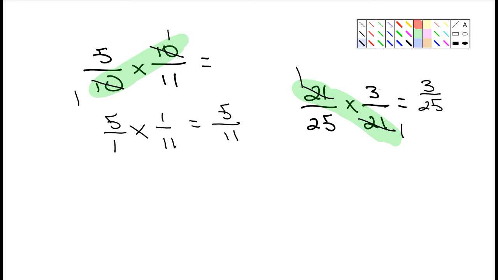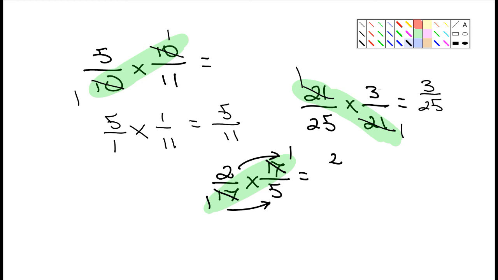Let me do one more, and then I'm going to show you that exception that I mentioned. I don't know. How about 2 over 17 times 17 over 5? Okay. You see anything that we can cross-cancel? 17. Yeah, the 17s. And so you cross-cancel, that becomes 1, that becomes 1. So now it's just 2 times 1 is 2, and 1 times 5 is 5. So cross-canceling really, really makes things easier.